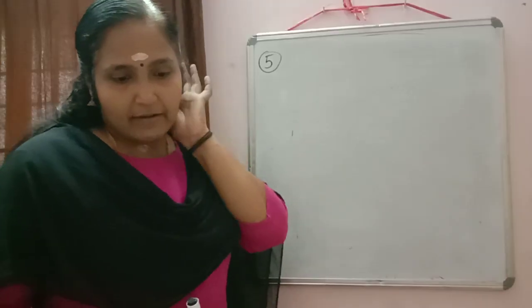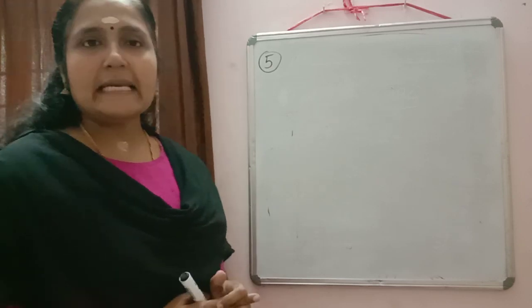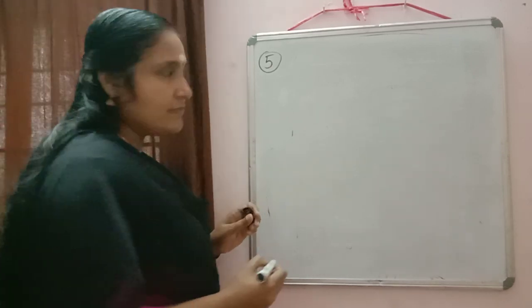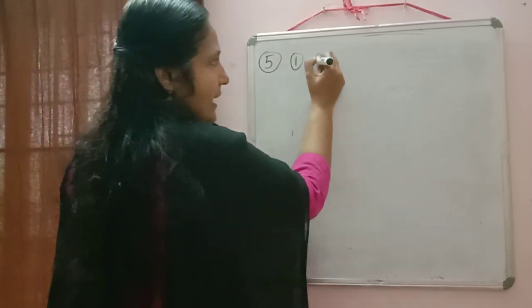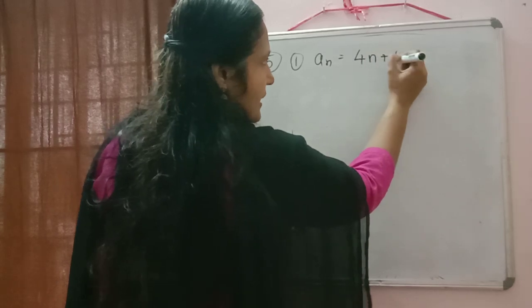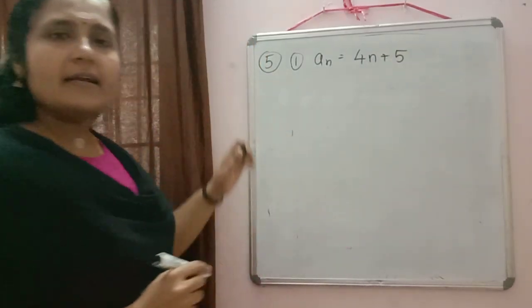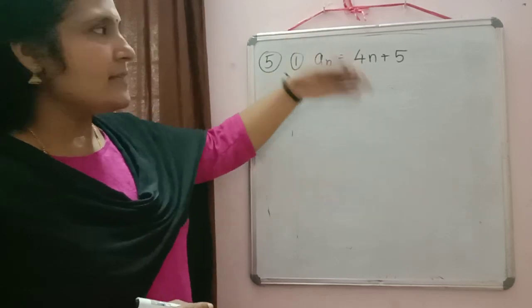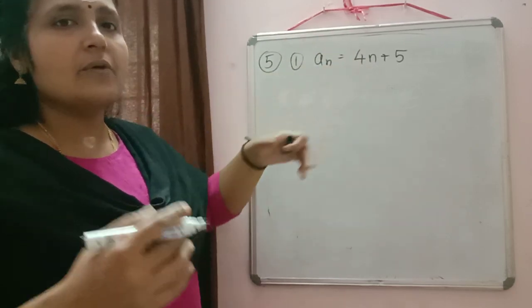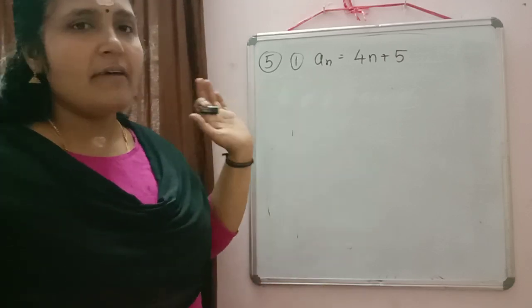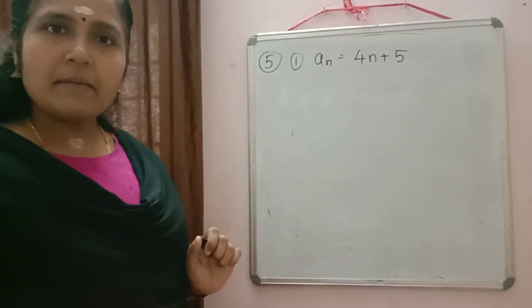Next question. Find the sum of first 15 terms of the AP whose nth term is given. So we'll check the first one. How we will do? An is equal to, given there, 4n plus 5. Nth term means that is the general term of the AP. In this general term, if we will substitute n is equal to 1, 2, 3, 4, we will get our AP. So if we know our AP, we can calculate the sum also.